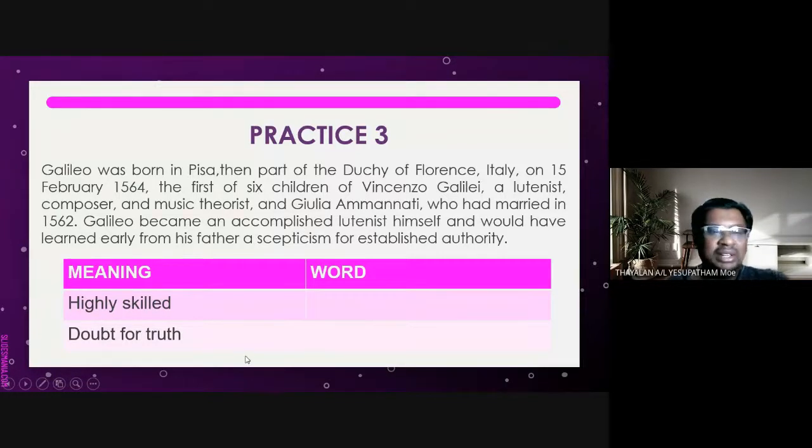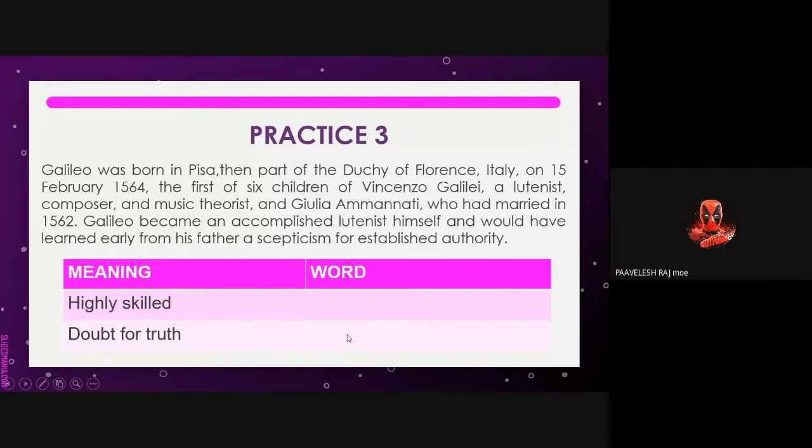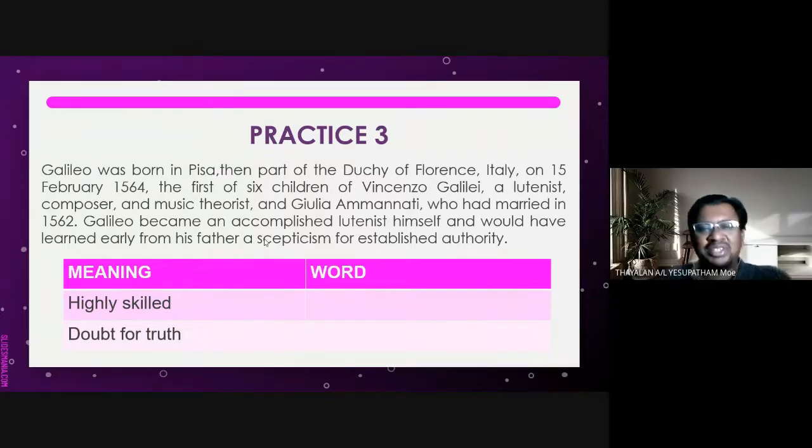Okay. Now, doubt for truth. Skepticism. Very good. And you have pronounced it well. That is how you pronounce it. Skepticism. Doubt for truth is being skeptical. So, some people will be very skeptical, pessimistic. That is skepticism, which is doubt for truth. Now, let's move on to the next practice.